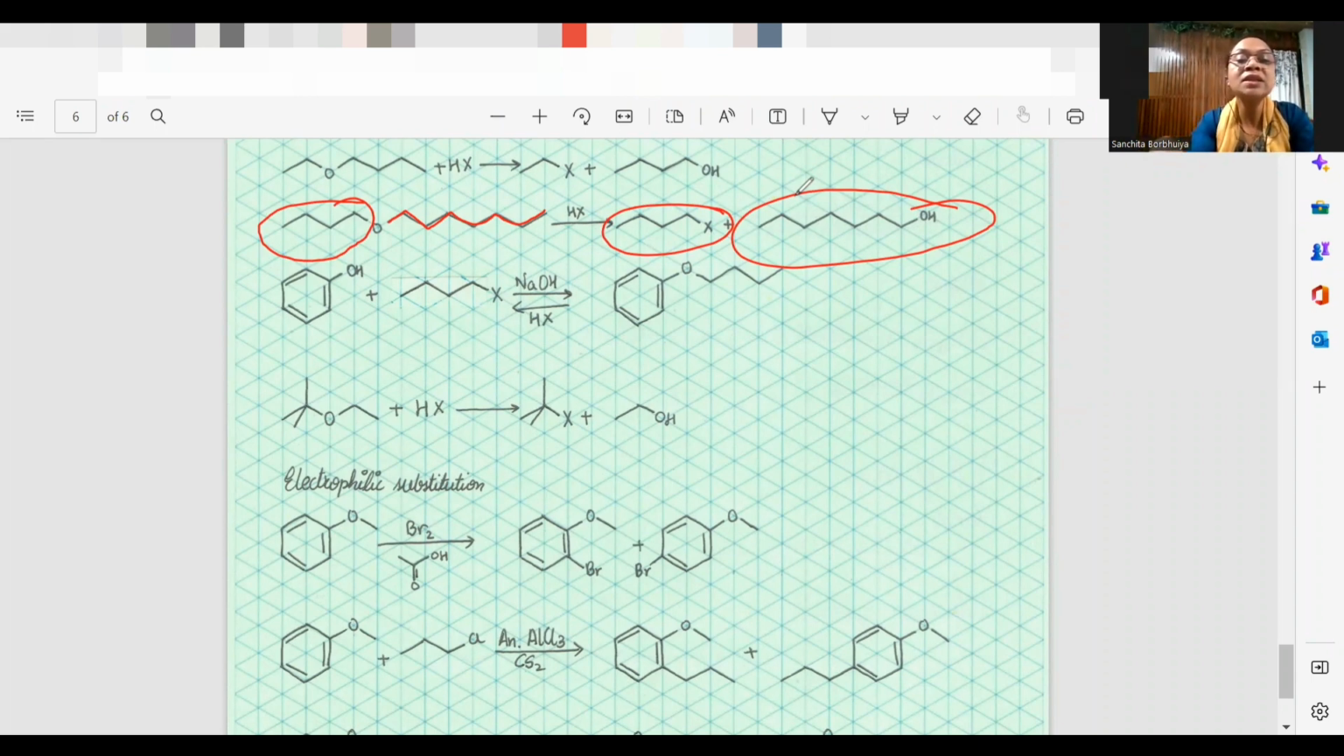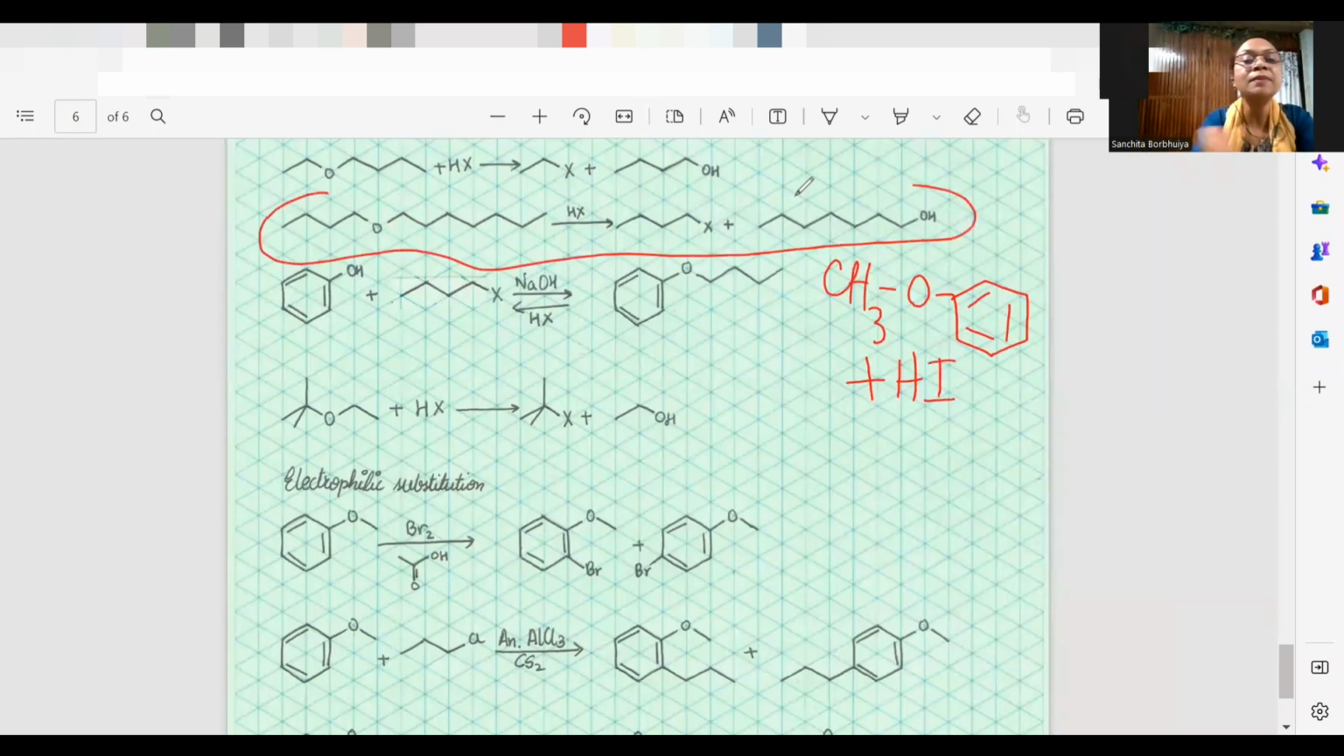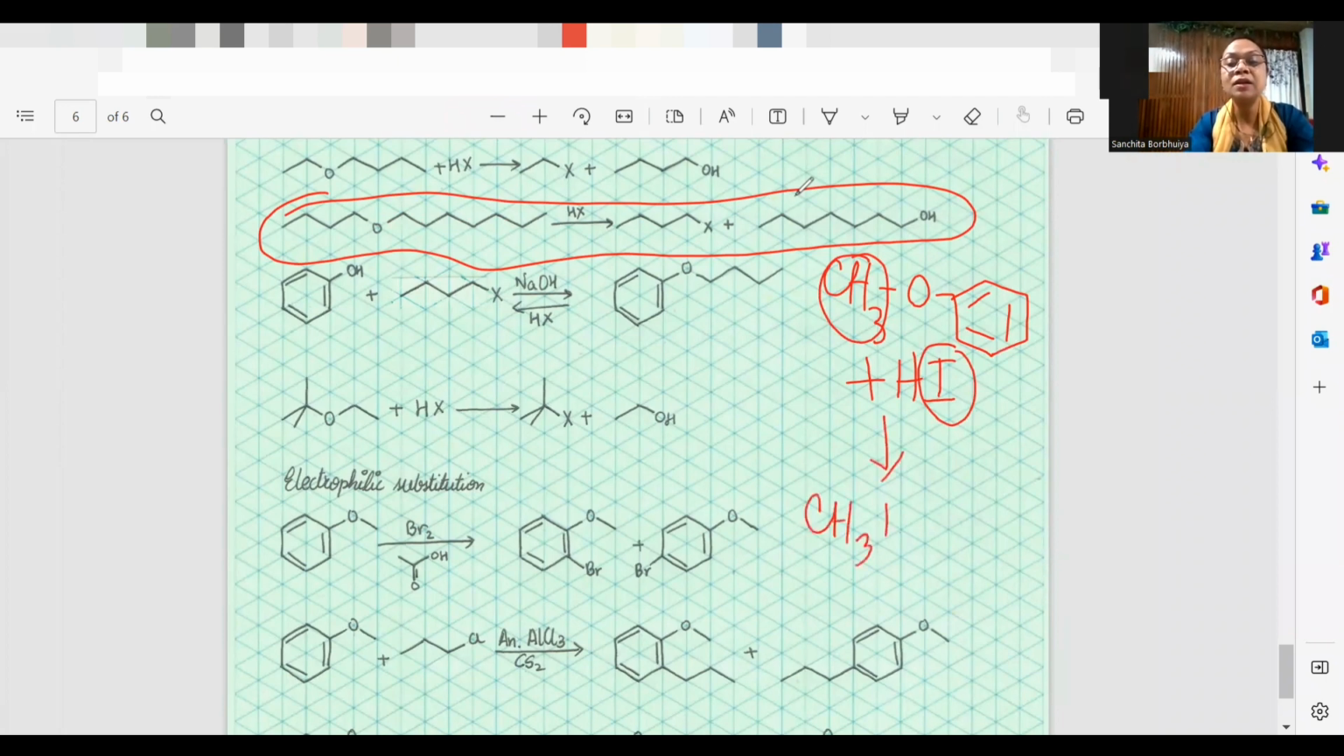So in this case, say I take an easier example. Say you have CH3O along with HI. I'm giving an example of this type. Once again, another example. So the smaller group will pick up the I, and you will get CH3I along with OH.